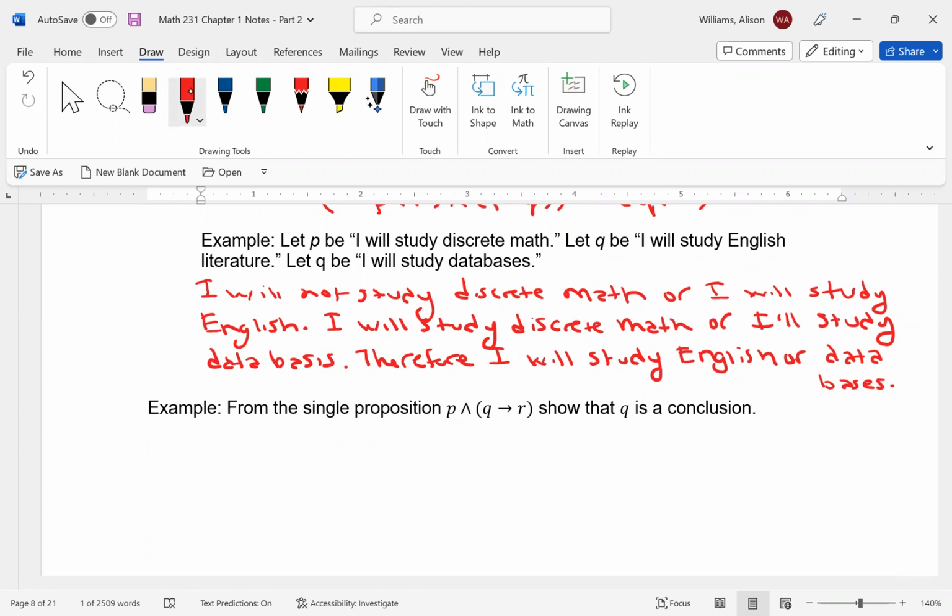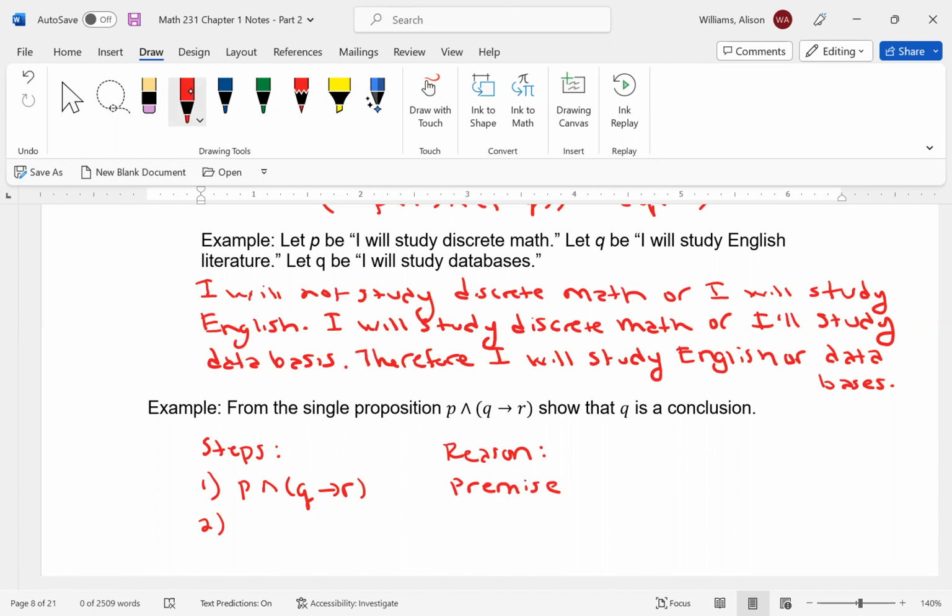Okay, so from this proposition, show that Q is the conclusion. Here's how we kind of do this. They break it up a little bit like how you might have seen in geometry if you took geometry. So the first step is we're going to start with our premise. And the premise is P and P implies Q. Sorry, Q implies R. So that's our first thing. And the reason is, that's our premise. They told us that.